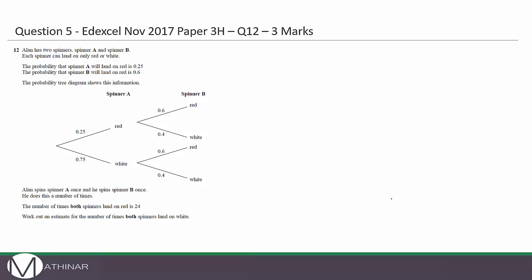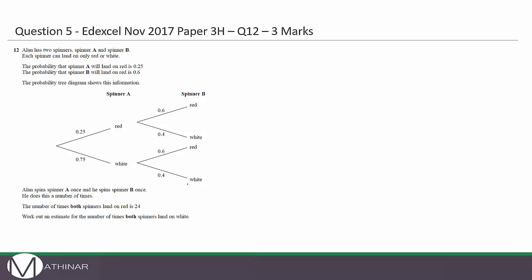Question 5. Alan has 2 spinners, spinner A and spinner B. Each spinner can land only on red or white. The probability that spinner A will land on red is 0.25, and the probability that spinner B lands on red is 0.6. If it can only land on red or white, to work out white we just do 1 minus 0.25, and the same calculation here, 1 minus 0.6 is 0.4.